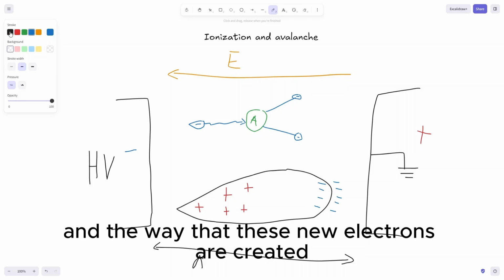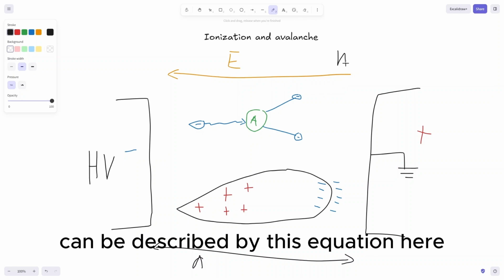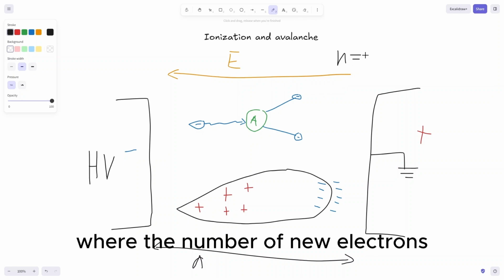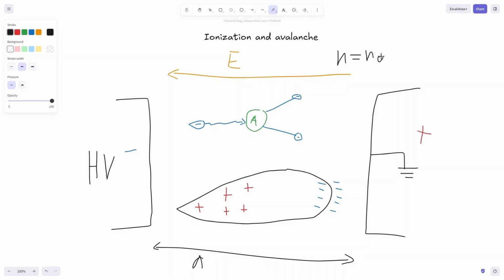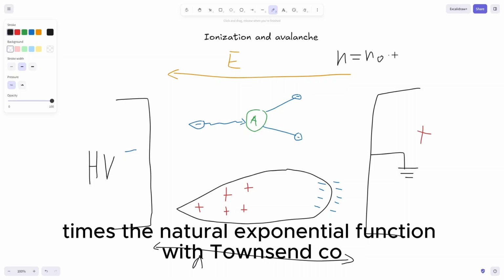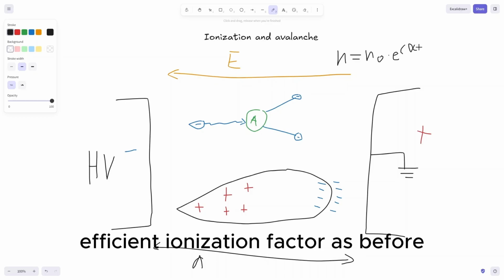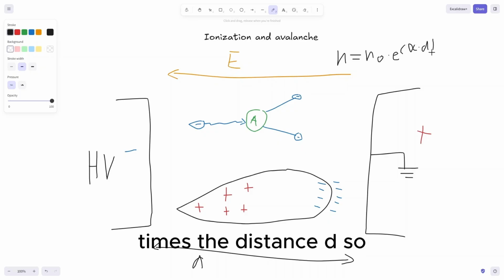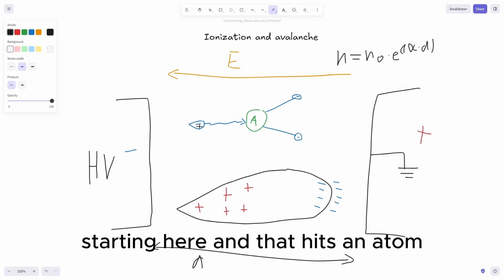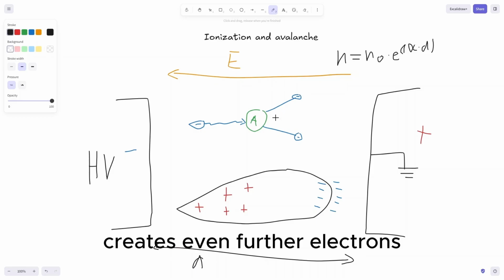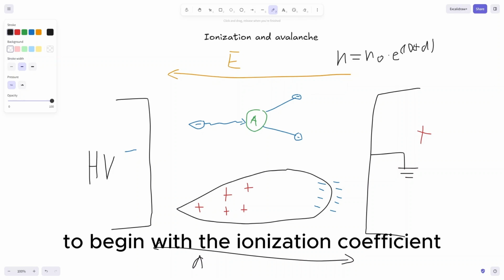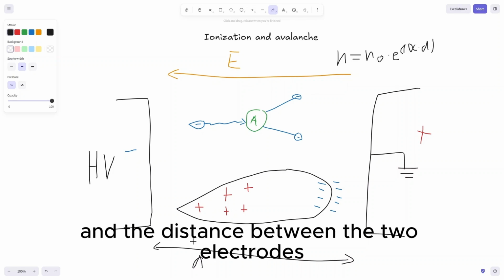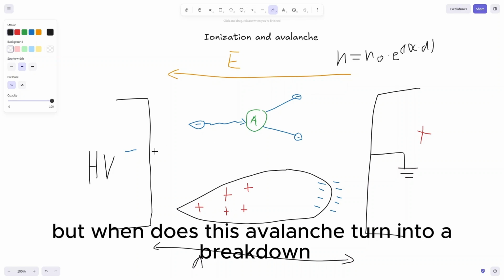And the way that these new electrons are created can be described by this equation here, where the number of new electrons is equal to the number of electrons initiating this ionization times the natural exponential function with the Townsend ionization coefficient as before times the distance d. So what it describes is that when we have an electron starting here and that hits an atom, creating even further electrons, how many of these electrons are created? And we see it depends on the number of electrons to begin with, the ionization coefficient, and the distance here between the two electrodes. But when does this avalanche turn into a breakdown?